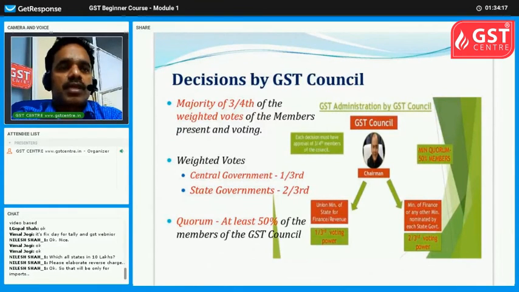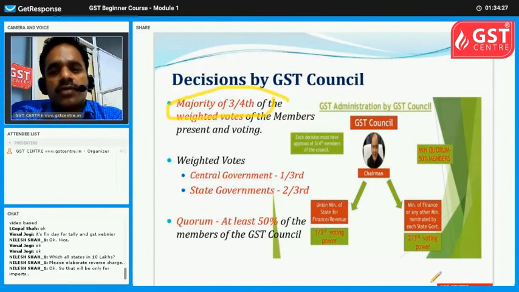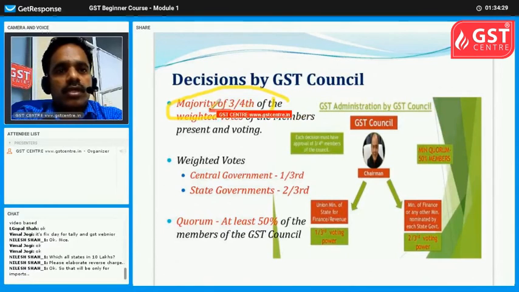And how is a decision taken by the GST Council? For taking any decision, a majority of 3/4 of the weighted votes is required, that is very, very important.